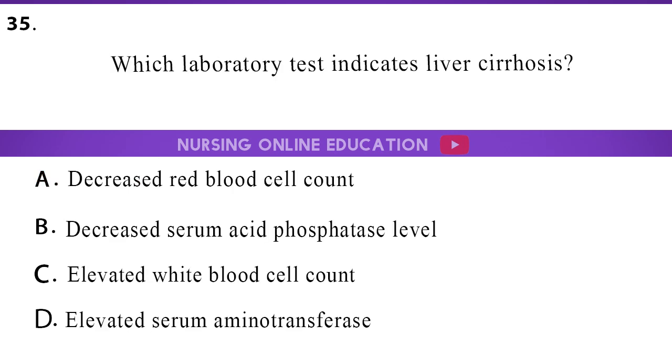35. Which laboratory test indicates liver cirrhosis? A. Decreased red blood cell count. B. Decreased serum acid phosphatase level. C. Elevated white blood cell count. D. Elevated serum aminotransferase. The answer is option D, elevated serum aminotransferase.